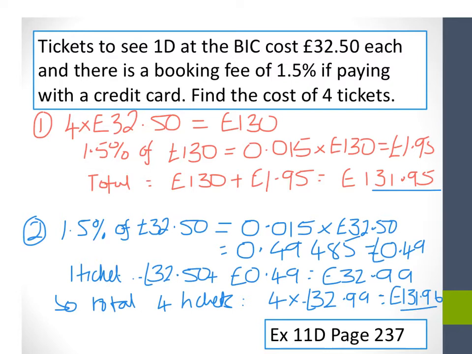They're out by 1p. And you've probably realised why this is. Now, this happens because I've rounded up here. So I rounded 0.49485 to 49p. So that was a quick recap of some of the questions that you have been doing in 11D, and hopefully you feel confident with them. If not, just ask me.